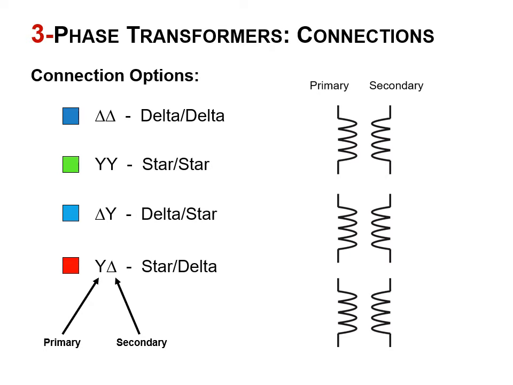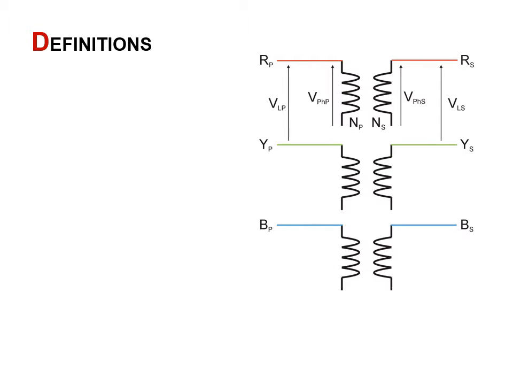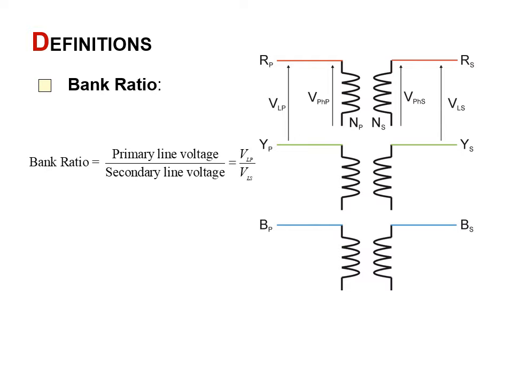So we can have four configurations of transformer connections: delta delta, star star, delta star, and star delta. We're going to look briefly at all four of these. Before we do that, we're going to look at some definitions.